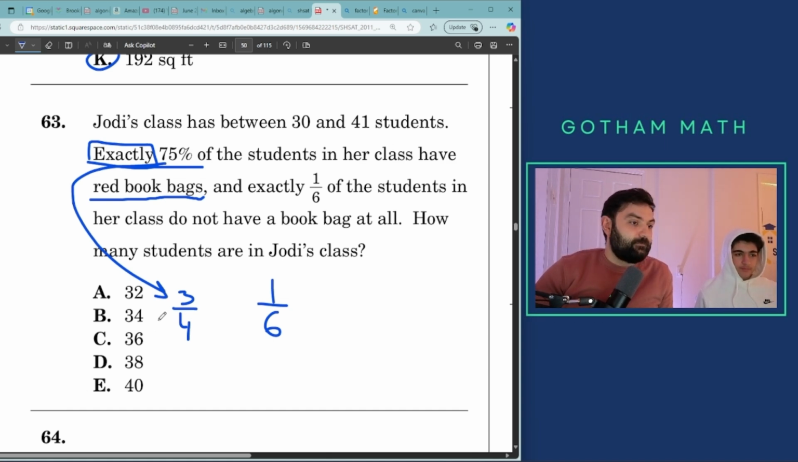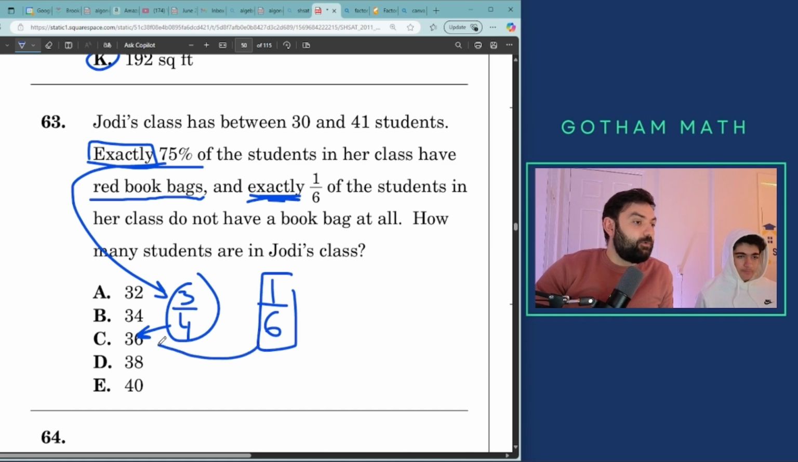So out of those, 36, I think 36 is the only one. Look, 32 is divisible by 4, but not by 6. 34 is not divisible by either of them. 36 is divisible by both. 38, none, right? And 40 is only divisible by 4. So that means we can get exactly 3/4 only out of 36, and exactly 1/6 also only out of 36.